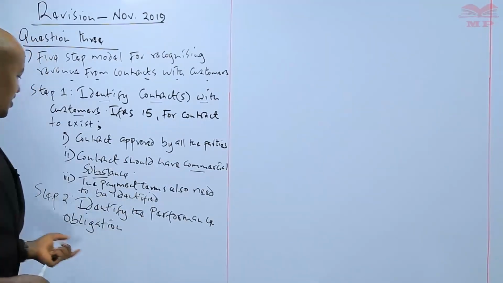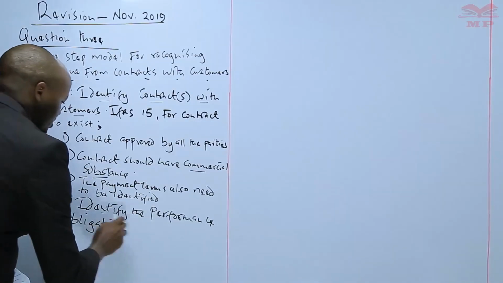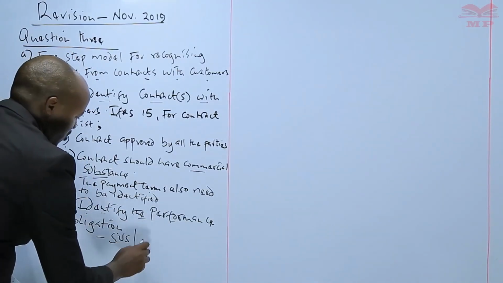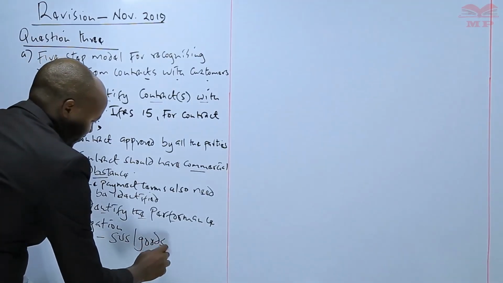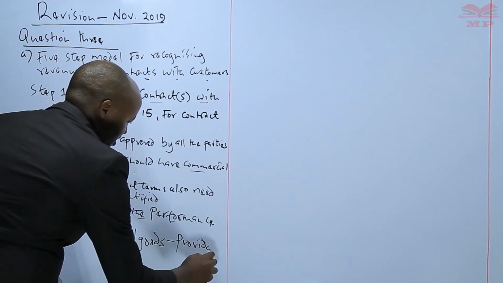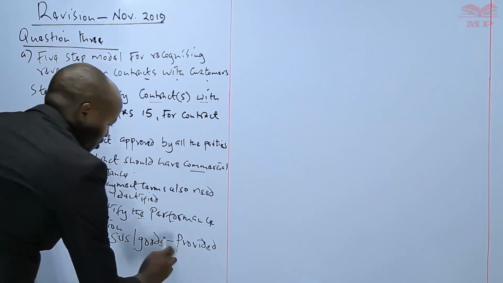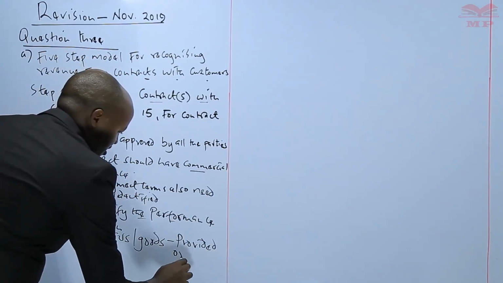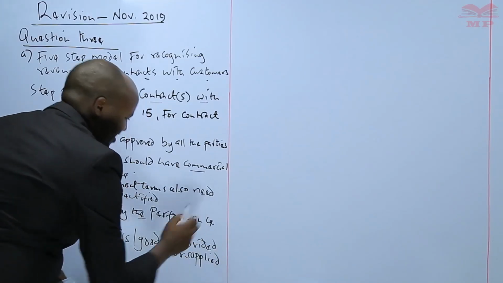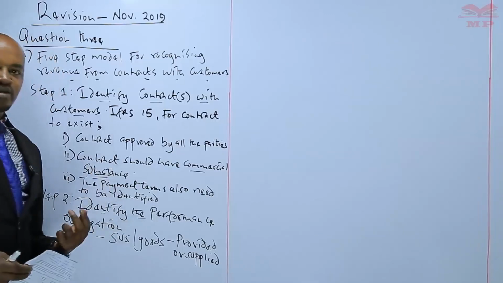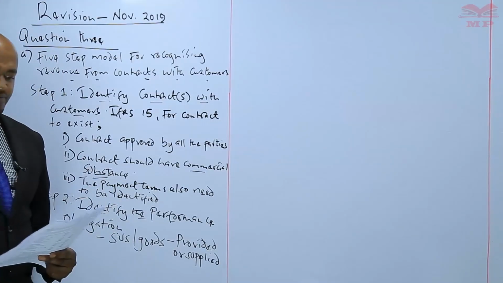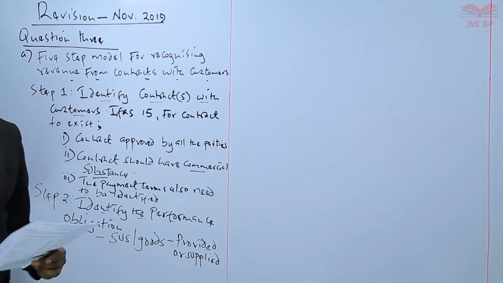So therefore, in this particular step number 2, the business should be able to identify the services or the goods to be provided, that is in case of services, or in case of goods, those goods which are to be supplied. So that is the performance obligation, or basically that is the obligation of the business in that particular contract. That is step number 2.